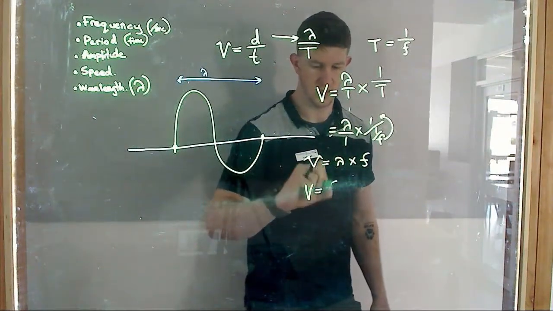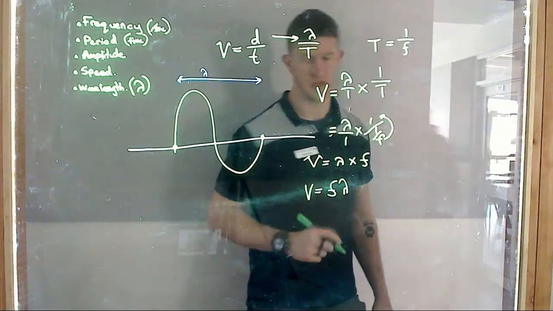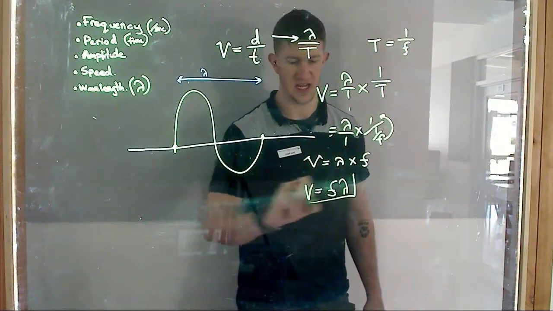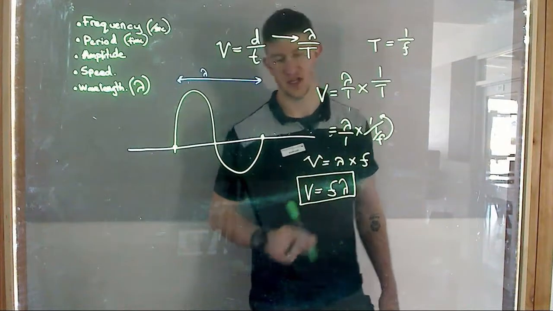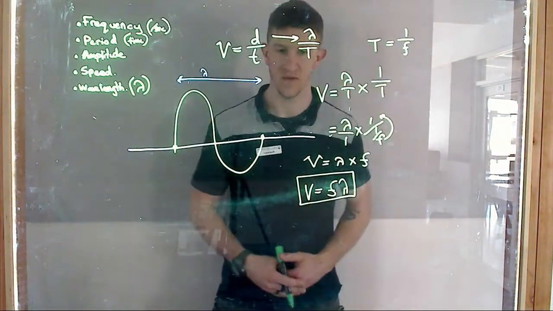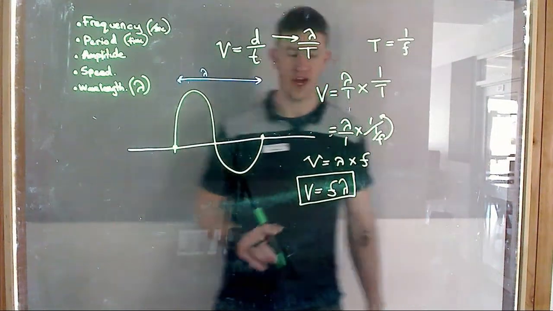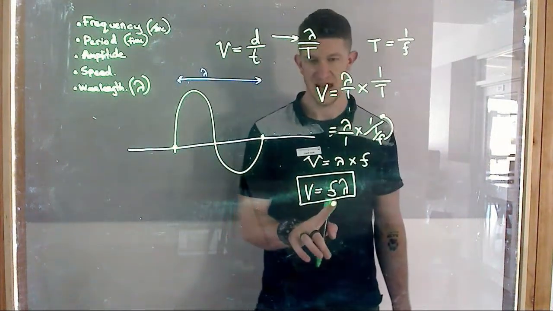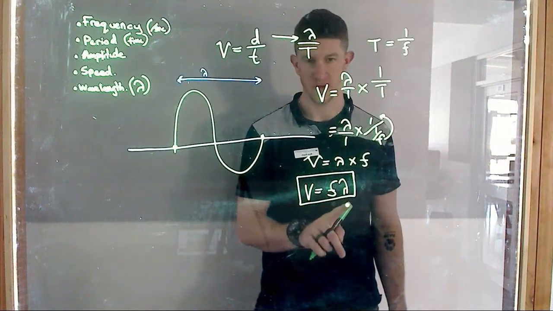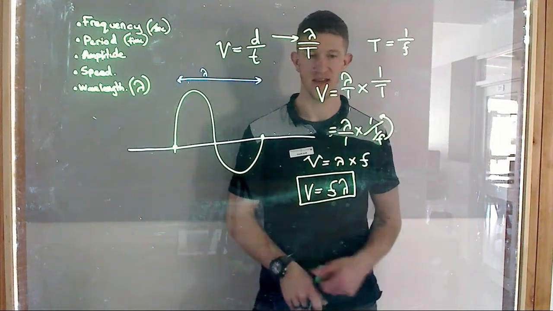So this is very important. This is your wave equation. V equals F lambda. It's an extremely important and very powerful formula to use in the waves. This tells us that for any wave, if I know its frequency and either its velocity or its wavelength, I can calculate the other unknown.